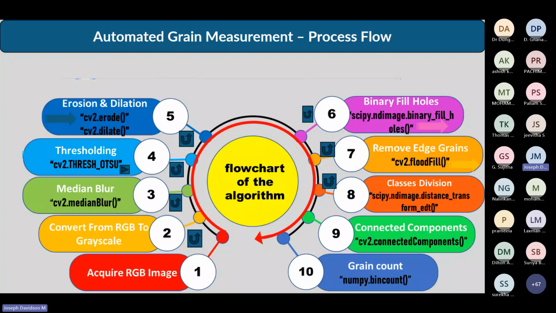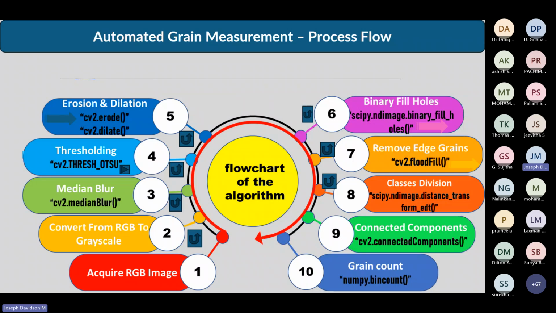Once the erosion and dilation is done, then we do a process called binary fill. What is binary filling actually? Wherever there is a boundary, we fill it. We fill it with a particular color, green, yellow, orange, or whatever it is, a particular pixel value. That we call binary filling. Then we also remove the edge grains, because at the edge there will be very small grains, maybe a half, maybe a quarter. If I take that also into consideration, my calculation may give wrong answers. So I purposefully remove that.